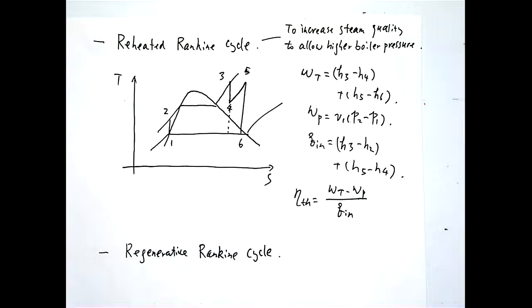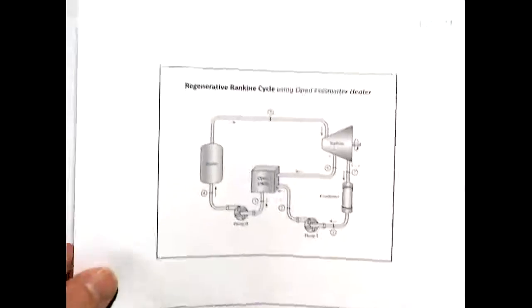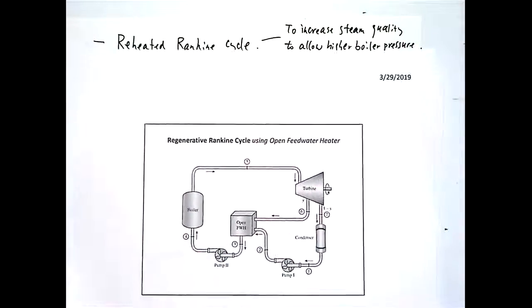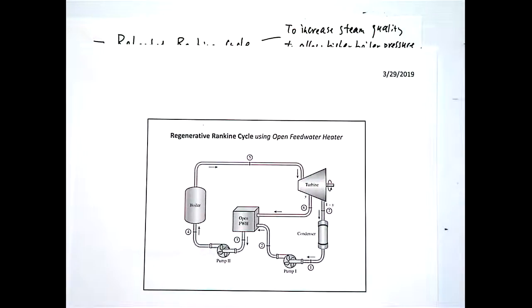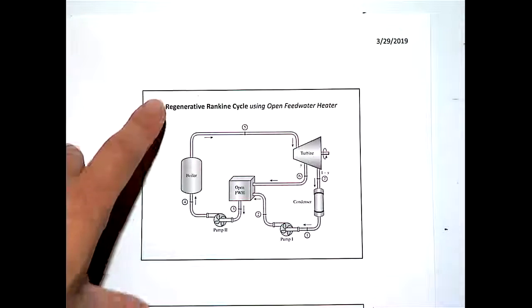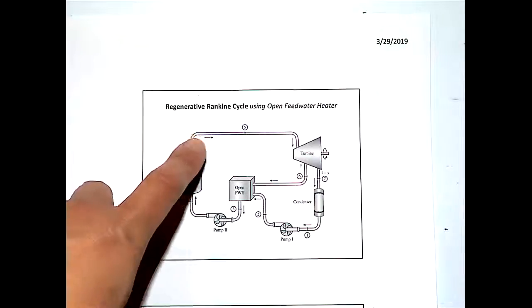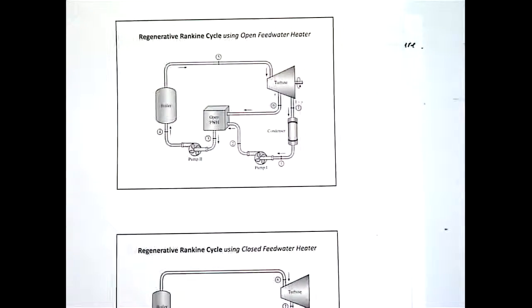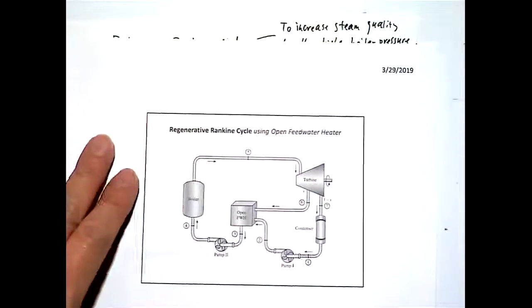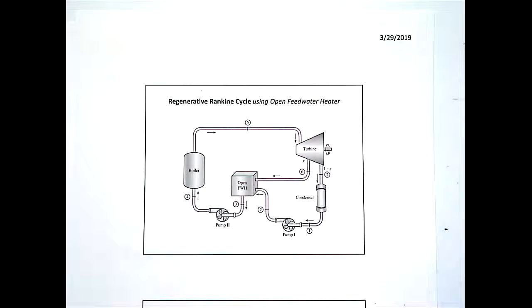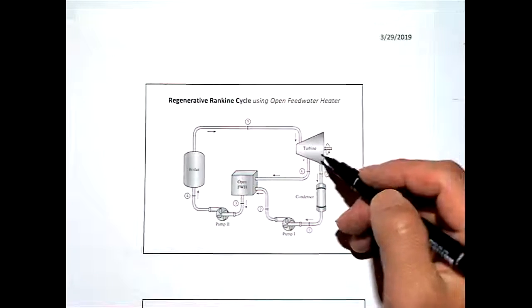Right, so the schematic here. There are two types. One is called the open feedwater heater, and the other is a closed feedwater heater. But we can just look at one and understand how it works. So you have the turbine.